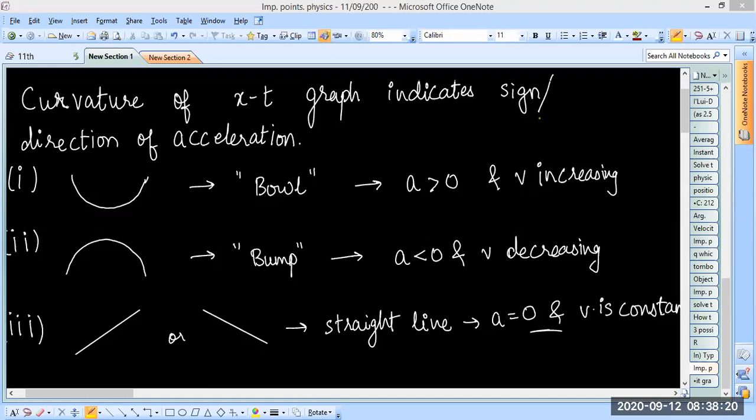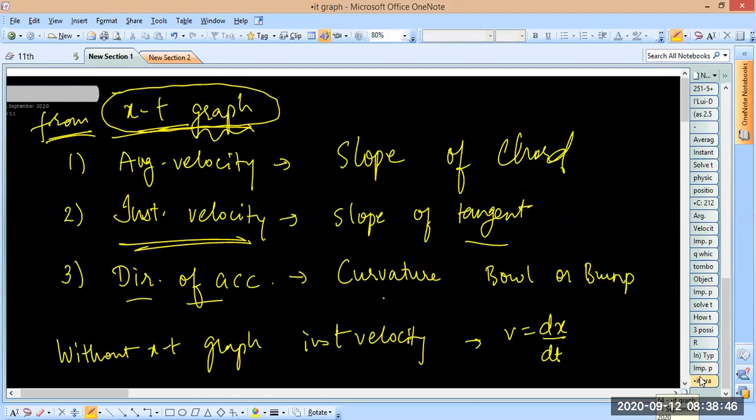All right. But like I said, every time I cannot comment on everybody's answer, right? When you asked the question, I answered it, didn't I? So I'm reading everything. Don't worry about that. Okay, so curvature of xt graph indicates the sign or the direction of acceleration. Please don't forget this. Fine, that's enough. Let's go to next type of graph.